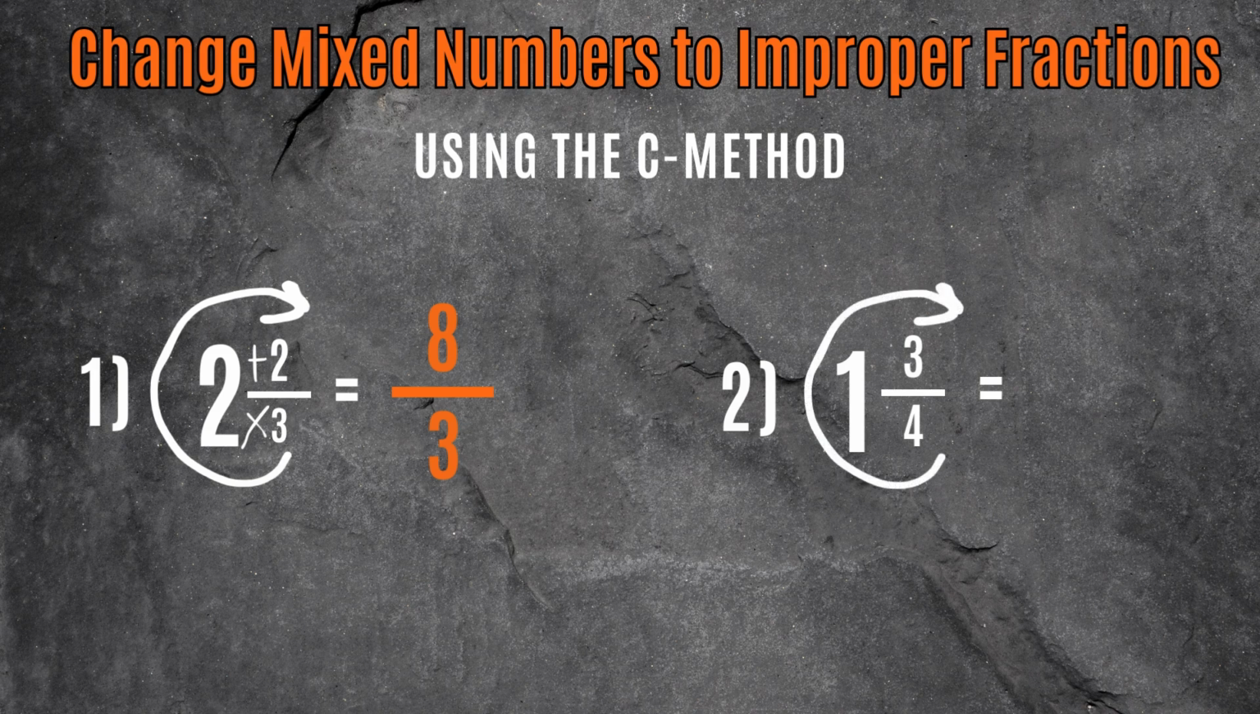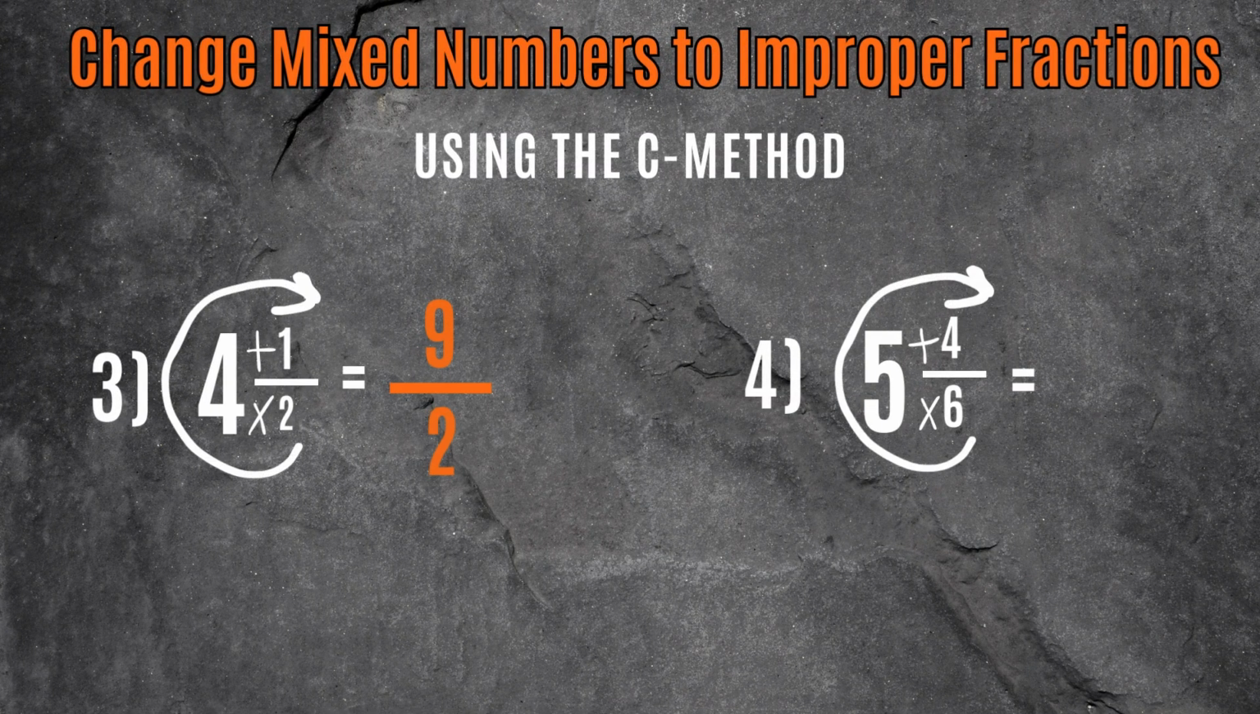Let's take a look at number 2. We're going to start with our denominator of 4. Times our whole number of 1. So 4 times 1 is 4. We're going to take that answer and add 3. 4 and 3 is 7. So we're going to end up with 7 over 4.